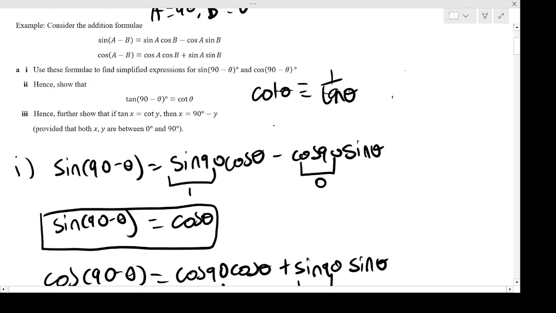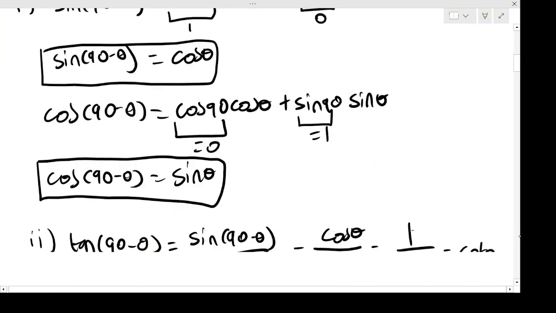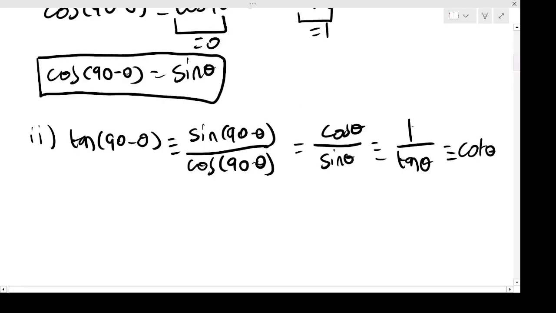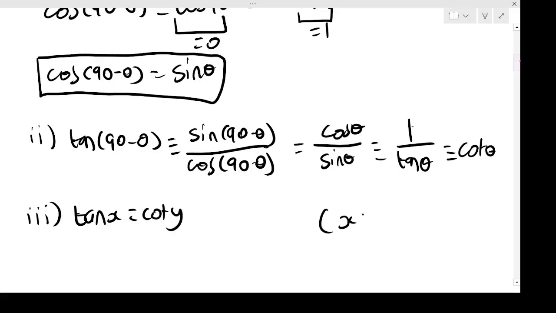Right, and then the final part says, further show that if tan x is equal to cot y, then x is 90 degrees take away y. Okay, so I'm going to write that down here. So we have tan x is equal to cot y. Now the aim is we want to show that x is 90 take away y. So how are we going to get that?